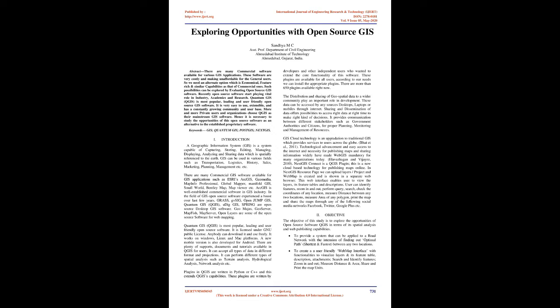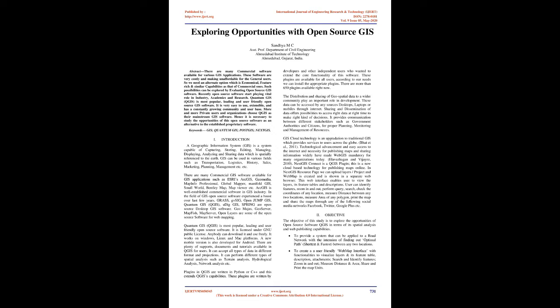Quantum GIS, QGIS, is the most popular, leading, and user-friendly open source software. It is licensed under the GNU Public License. Anybody can download it and use it freely. It works on Windows, Linux, and Mac platforms. A new mobile version has also been developed for Android. There are plenty of support resources, documents, and tutorials available in QGIS for users.